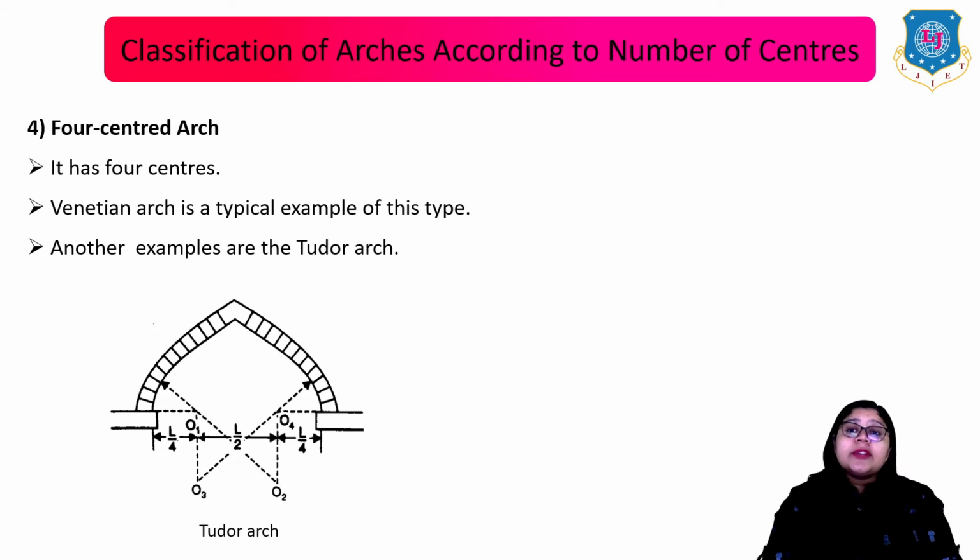The fourth one is the four-center arch. It has 4 centers, where the Venetian arch is a typical example of this type, and another example is the Tudor arch. Here is the image of a Tudor arch.